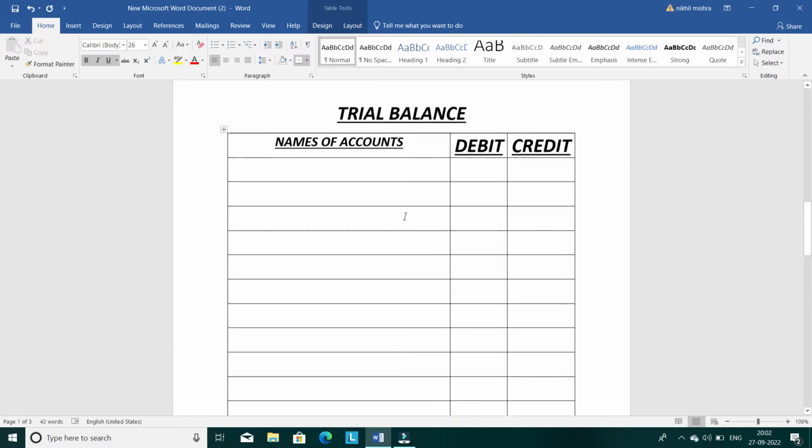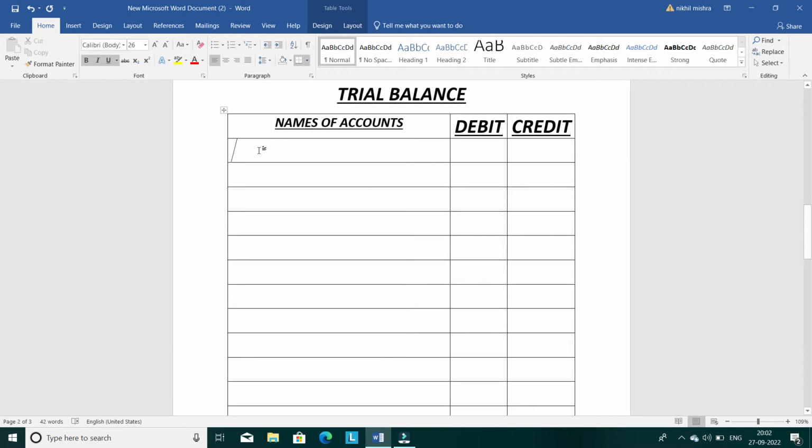Here I have drawn one format of trial balance. Okay, here we will write accounts, here debit and credit. For example, we'll start with capital. Capital is the amount of money which the business owes to the owner. Okay, so capital will come in the credit side. Capital amount will always come in the credit side.